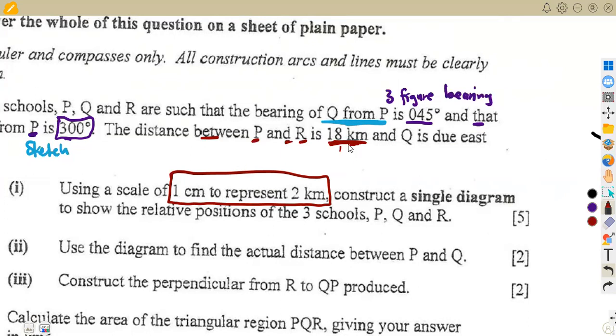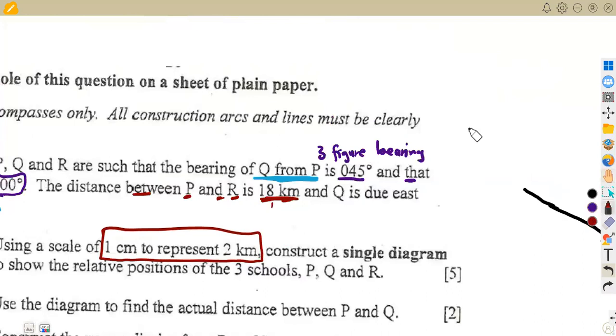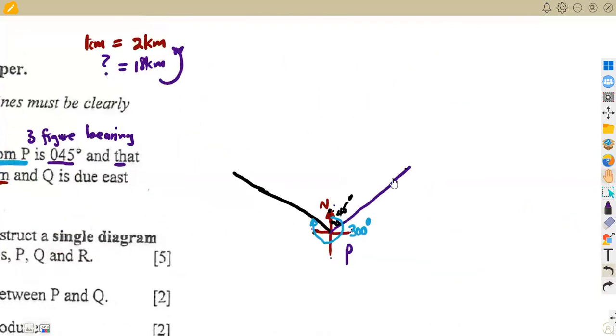So we are going to divide this 18 because we are given this as a ratio. 1 centimeter corresponds with 2 kilometers in this case. What about the 18 kilometers that we are given on this part? It is going to correspond with what? So you're asking yourself, 18 kilometers corresponds with what in centimeters? So simply, we are going to divide this, which is going to give us 9 centimeters.